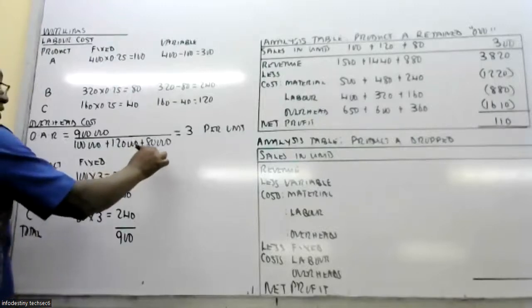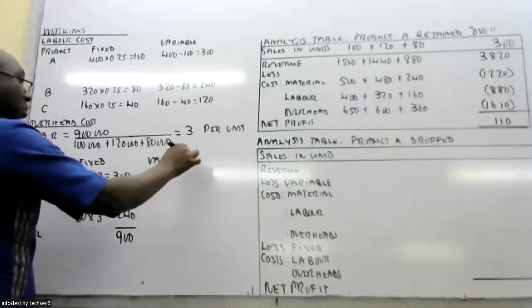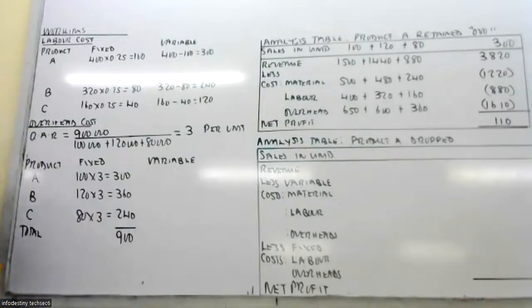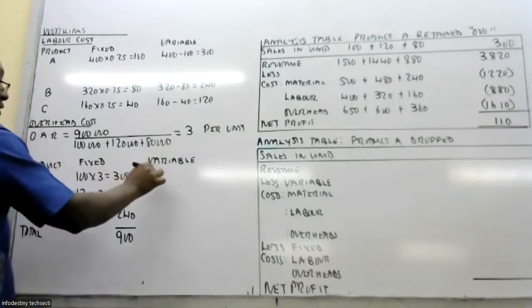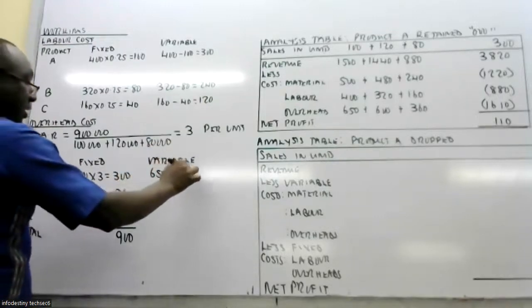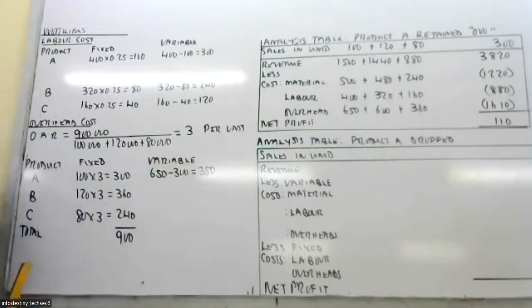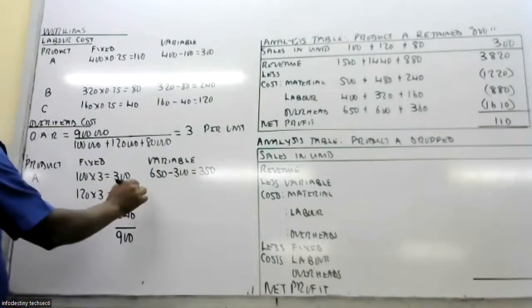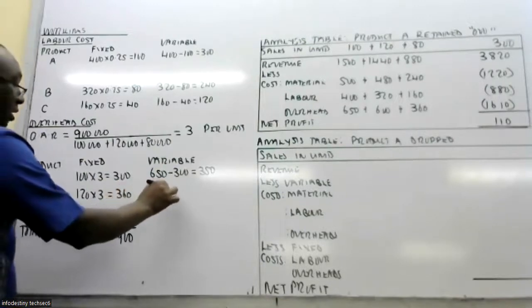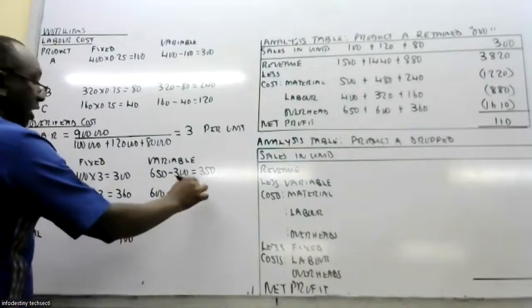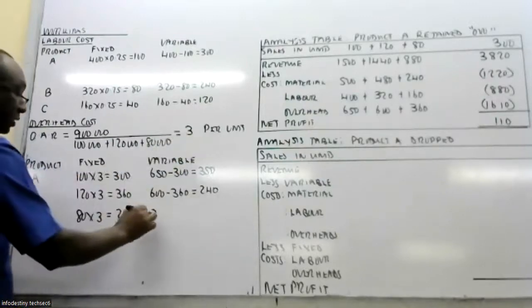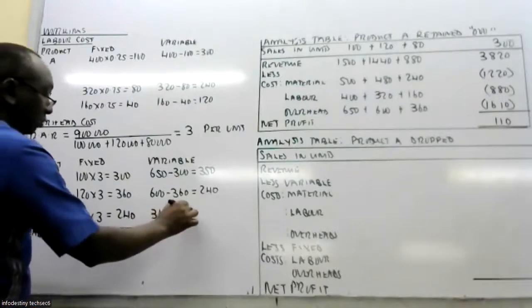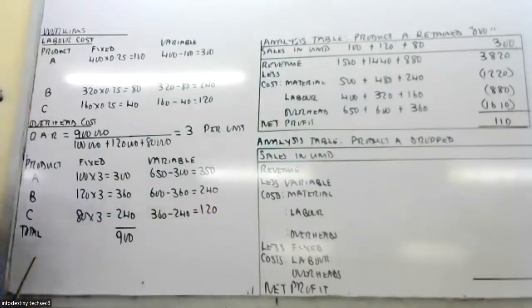Then we come and work out the variable. The variable will be, ukiangalia pale kwa overheads, A ilikuwa na 650. So you raise the 300, so that gives you 350. Huyu mwingine alikuwa na 600 minus 360. That gives you 240. Yule mwingine ako na 360. So 360 minus 240, that gives us 120.